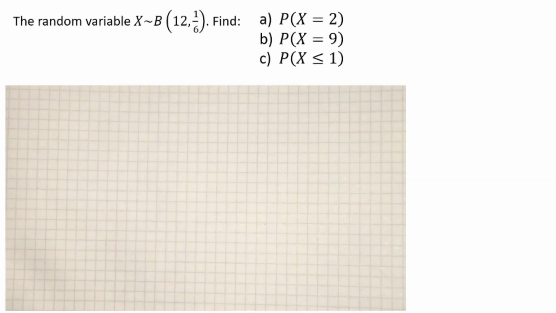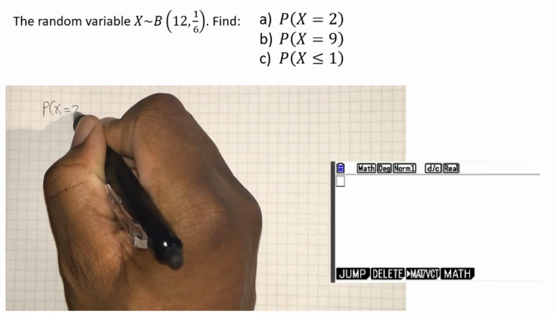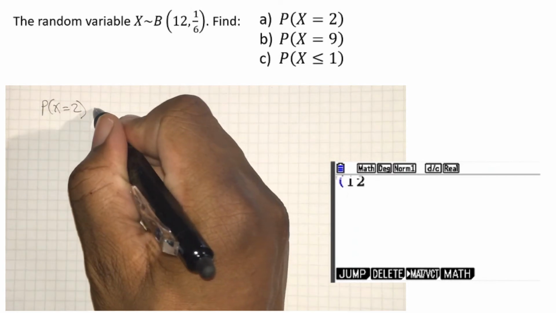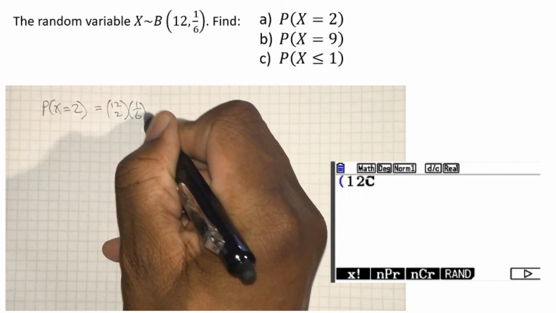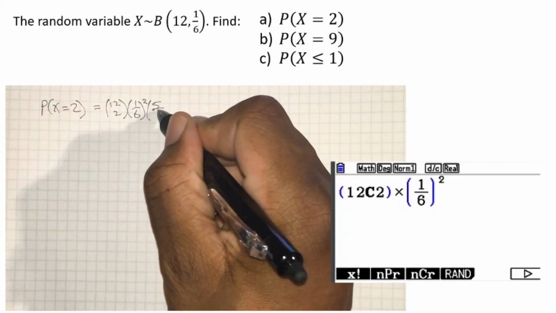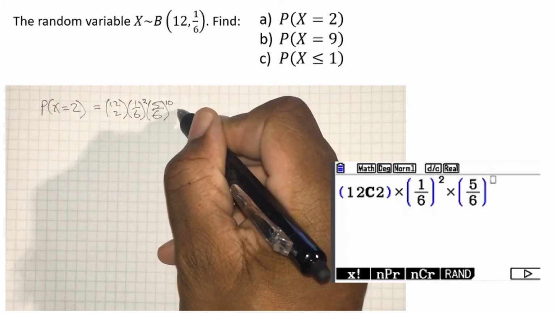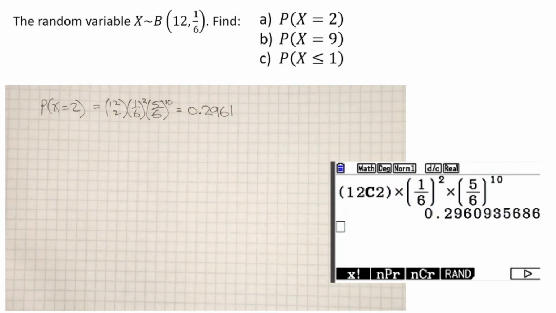Okay, let's go through some examples. So in this case, x follows a binomial distribution where n equals 12, p equals 1 over 6. We need to find the probability that x equals 2. Let's go ahead and substitute into our probability function. N is 12. R is 2. P is 1/6, and we want 2 successes, so that's 1/6 to the power of 2. Failure is 1 minus a 6th, or the complement of 1/6. That's 5 over 6. If we have 2 successes, that means there were 10 failures, so it's 5 over 6 to the power of 10. We calculate that, and we get 0.2961.